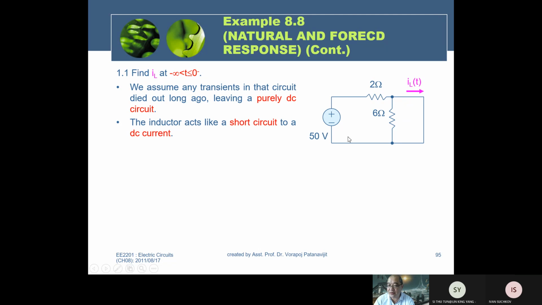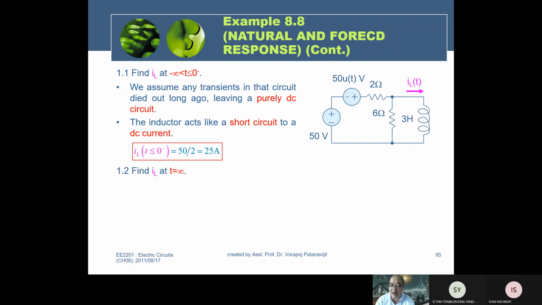You can see that it performs like a short circuit here. Therefore, in this case, you can see that the inductor is already a short circuit for the 6 ohm, right? It means no current flows in the 6 ohm during this time. Therefore, IL equals V divided by R, which equals 25 amp.